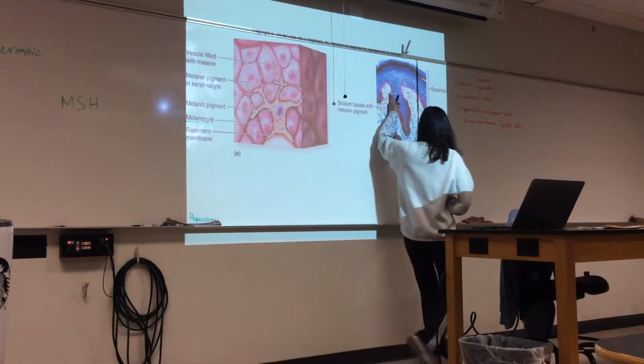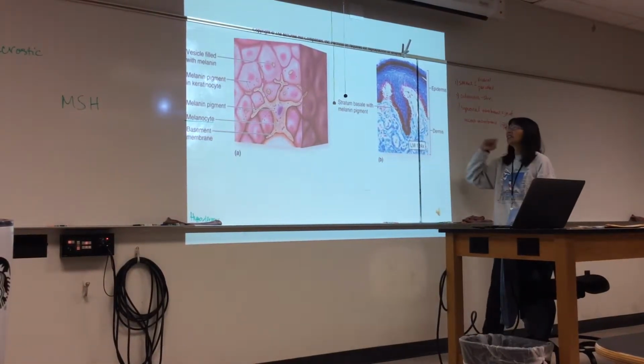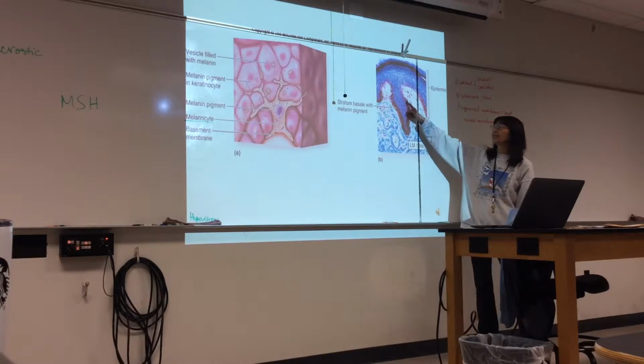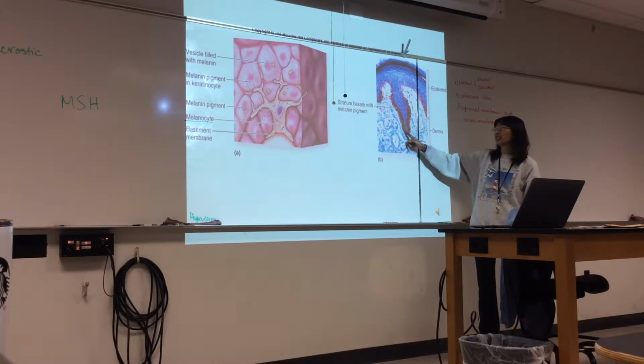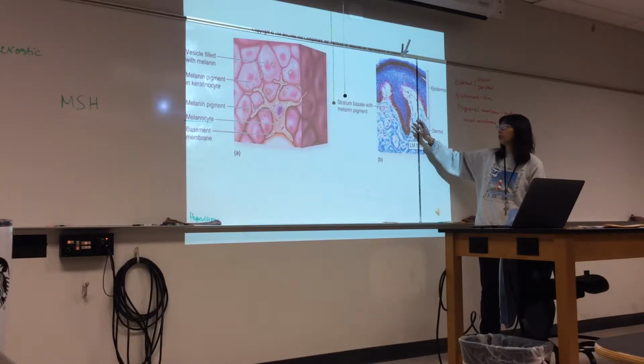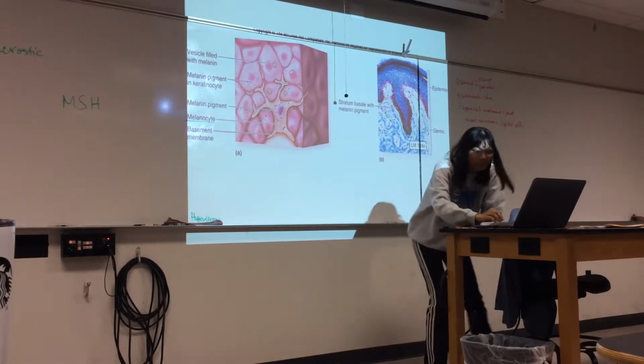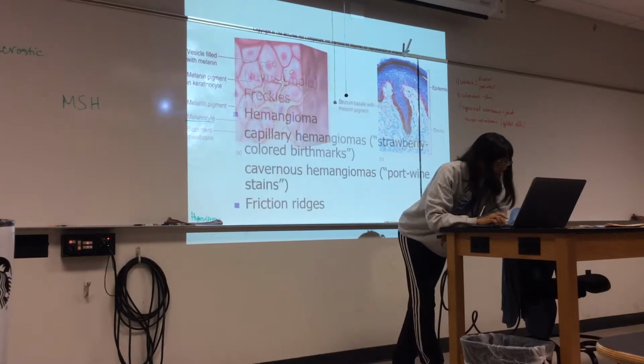This is real tissue of a very dark skinned person. How do I know? Because this is all melanin right here. This dark thing, that's melanin. So this person is probably a dark skinned person for sure. Okay? All right, let me move on.